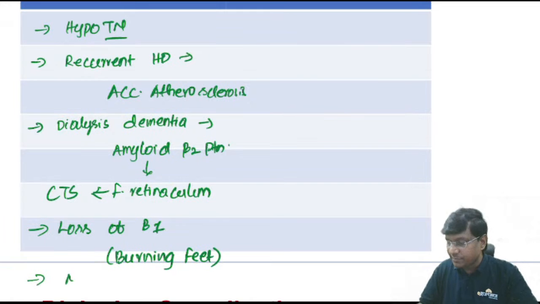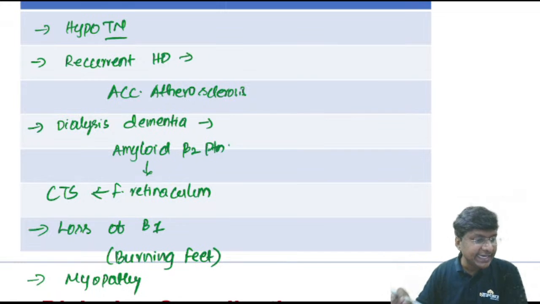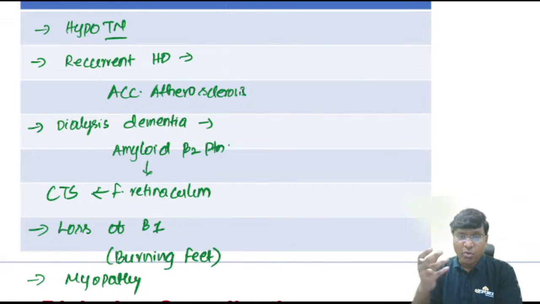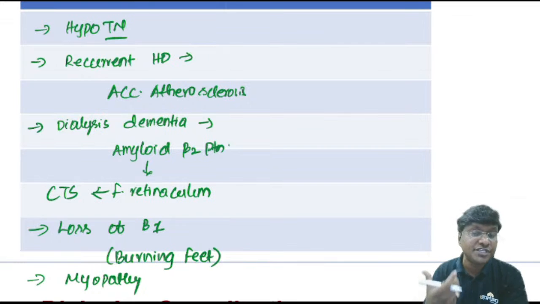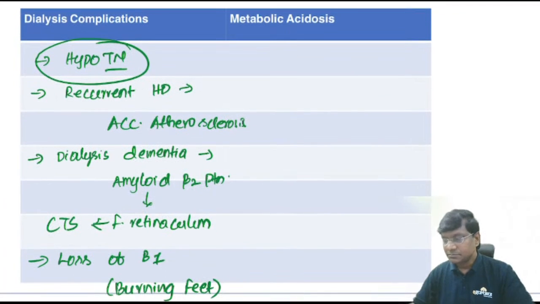And another important complication is development of the myopathy. So these are all the dialysis related complications. But what is the acute complication which requires immediate attention is the hypotension. Hypotension is the acute event which requires immediate attention, right? And the next very important complication is the metabolic acidosis.